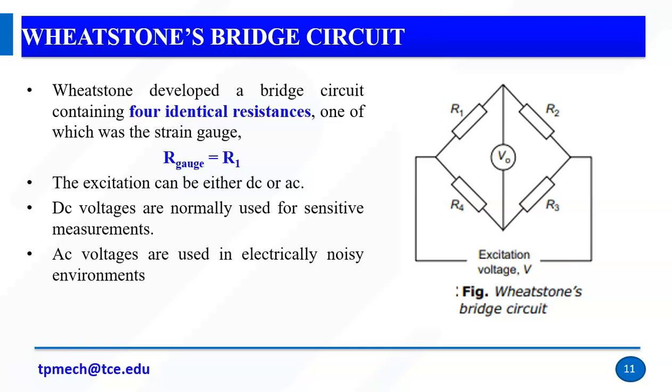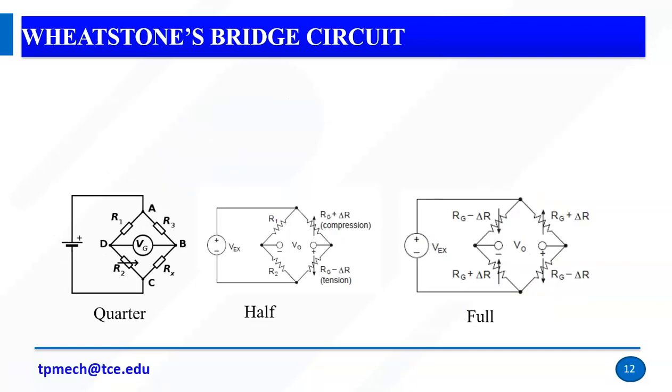So the Wheatstone bridge is nothing but 4 identical resistances, R1, R2, R3 and R4. It can be AC or DC. DC is generally used for sensitive measurements, AC generally for electrically noisy environments, right? We have 3 more types. In the Wheatstone bridge we have 3 forms of bridges, namely quarter, half and full. Quarter means 1/4, half is nothing but 1/2, full is nothing but the whole.